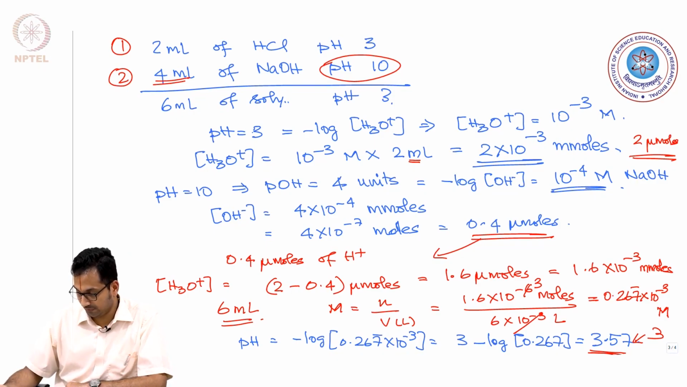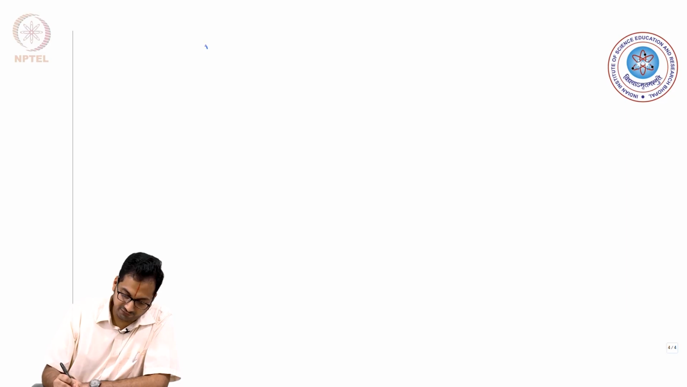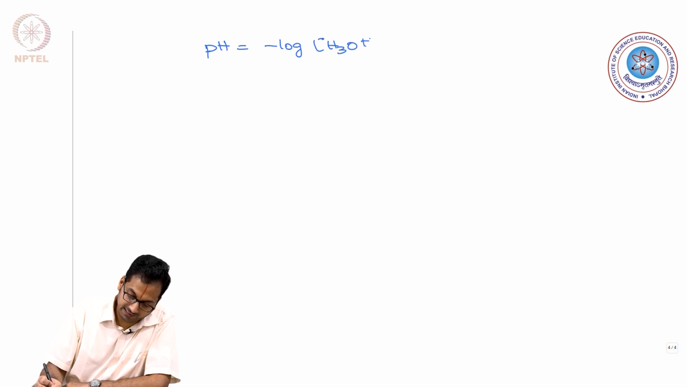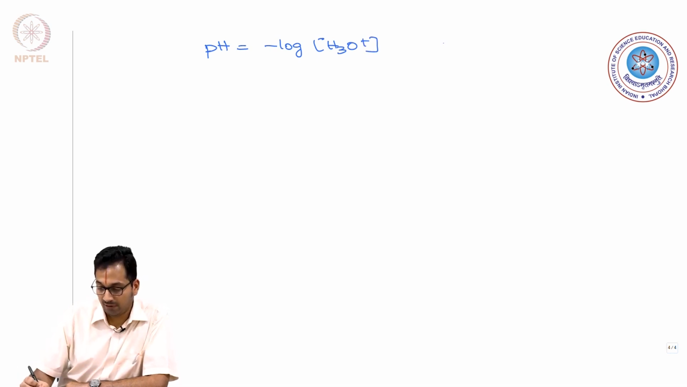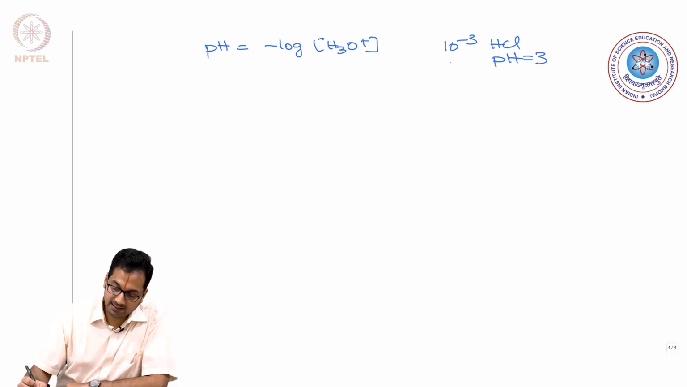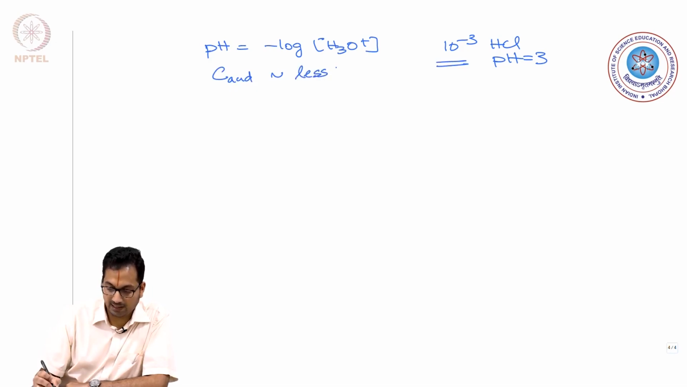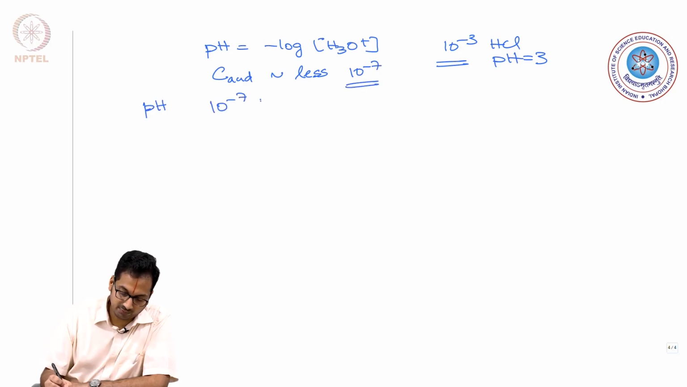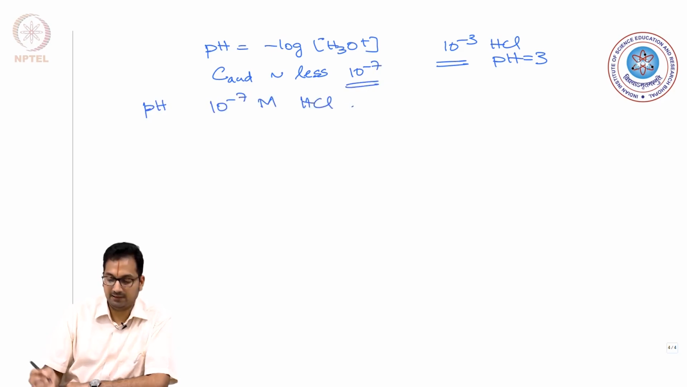Let's try to ask the same question but in a slightly different way. We just defined that the pH is given by minus logarithm of H3O plus for strong acids. Let's say you have 1 millimolar of HCl, immediately you are able to say the pH is 3, as we just saw in the previous example. But let's say you are using a concentration of strong acid that is similar to or less than 10 power minus 7. So let's take an example. What is the pH when you have a 10 power minus 7 molar HCl?